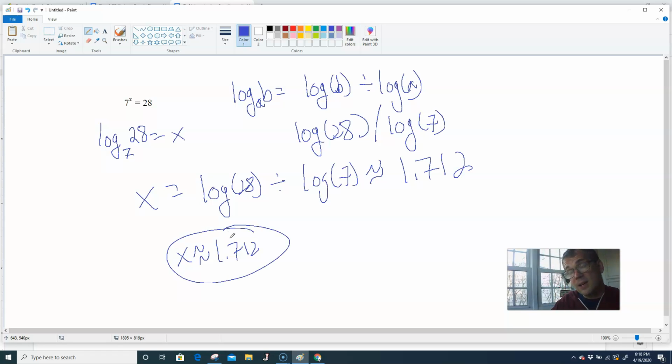Now, I don't love that answer. It doesn't fill me with confidence because I don't really know what just happened. So if I want to check my work so I can feel good about what I'm doing, I'm going to take this answer and plug it back in. So I might take 7 to the 1.712 power, and I would hope to get an answer that is very, very close to 28.